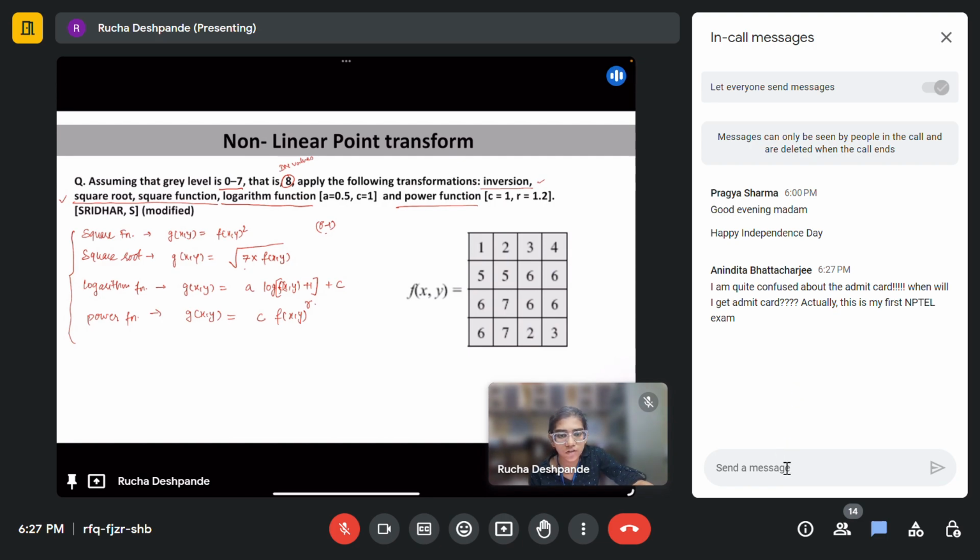So I think you should write to the NPTEL support team for this. As a TA, I'm not sure about the exam process, so you can write to NPTEL support.